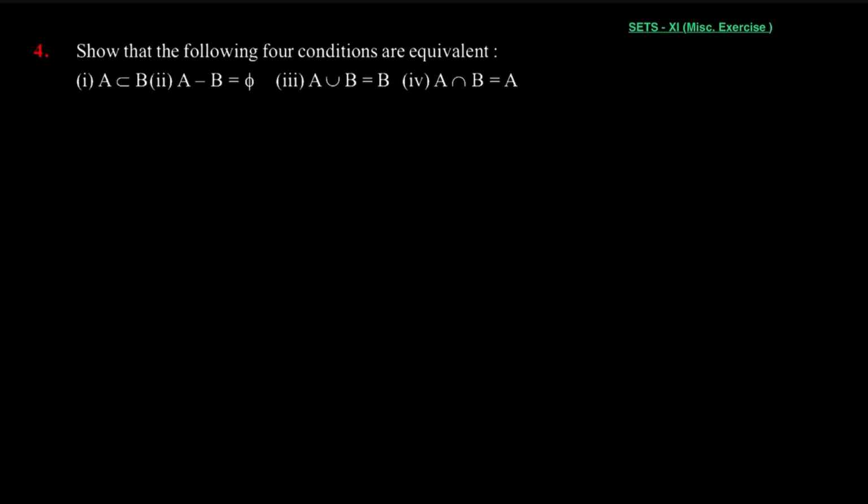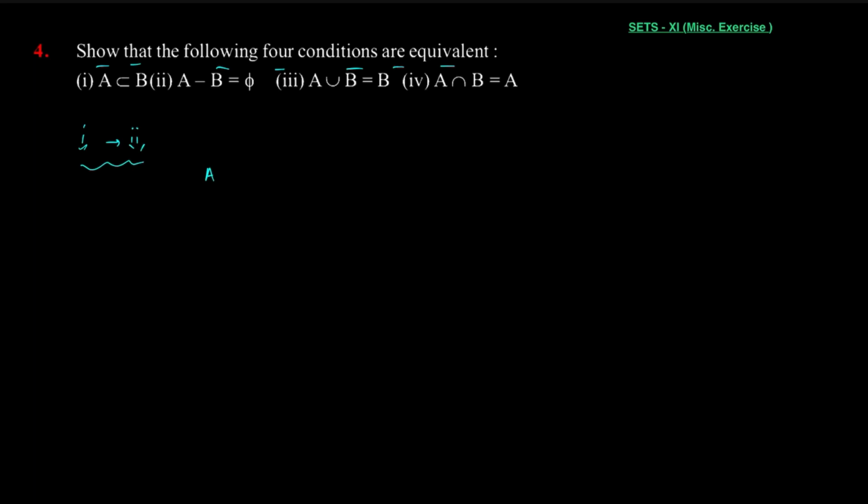Towards the next question, question number 4. Show that the following four conditions are equivalent. Condition first is A is a subset of B, second is A minus B is an empty set, third is A union B is equal to set B, and fourth is A intersection B is equal to set A. We'll have to prove that all of these conditions are equivalent. Now let us first of all prove how condition first is equivalent to condition second.